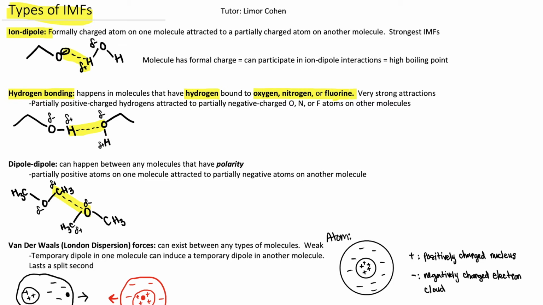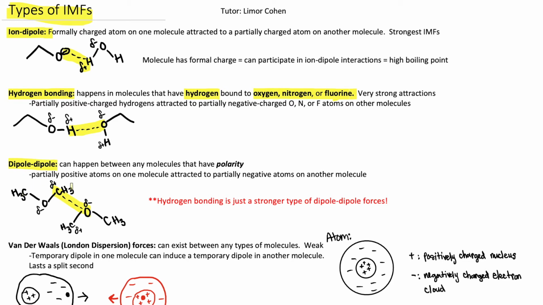After hydrogen bonds, the next strongest type of IMF is dipole-dipole interactions. These are just like hydrogen bonds, except they don't only involve partial positive hydrogens, but instead they also involve partial positive atoms other than hydrogen being attracted to any partially negative charged atom.